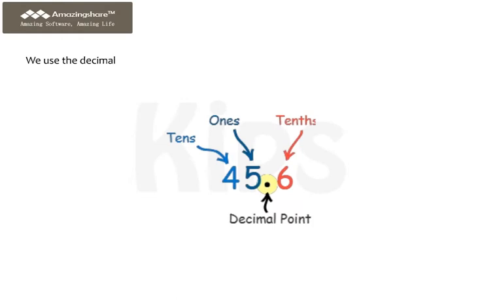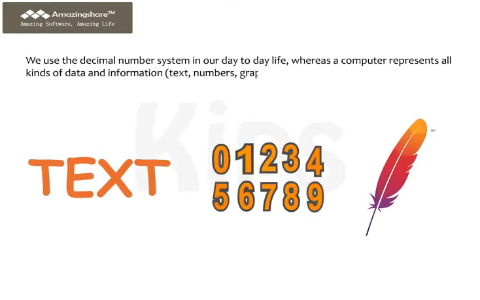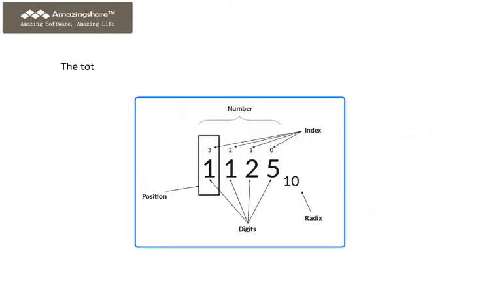We use the decimal number system in our day-to-day life, whereas a computer represents all kinds of data and information, text, numbers, graphics, etc. in the binary number system. The total number of digits used in a number system is called its base or radix. The base is written after the number as a subscript.